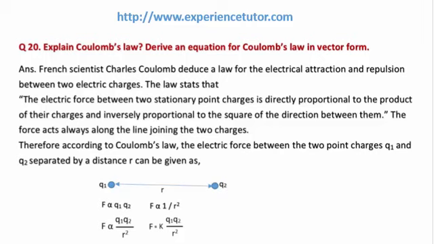Therefore, according to Coulomb's law, the electric force between two point charges Q1 and Q2 separated by a distance r can be given as: F is directly proportional to Q1 into Q2. F is inversely proportional to r square, where the distance between them is r. Therefore, F is proportional to Q1 Q2 upon r square. F is equal to K Q1 Q2 by r square.